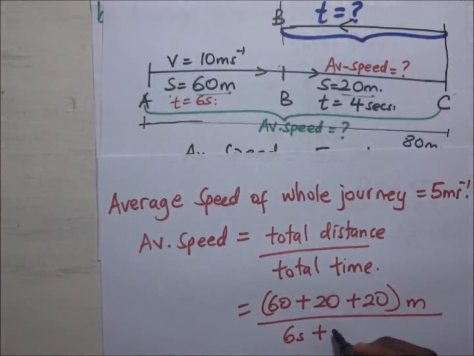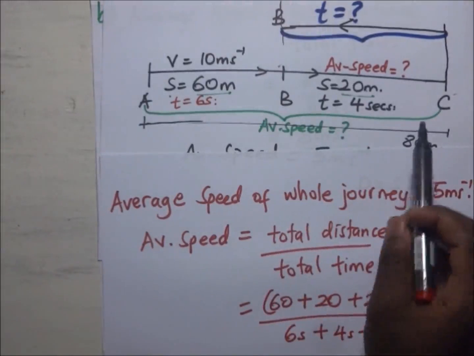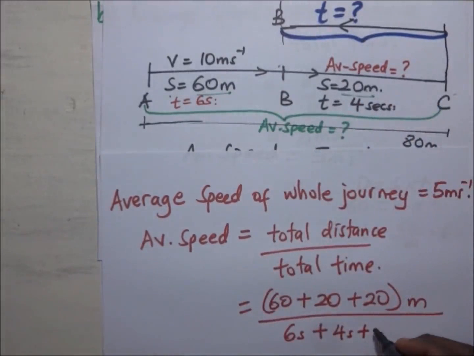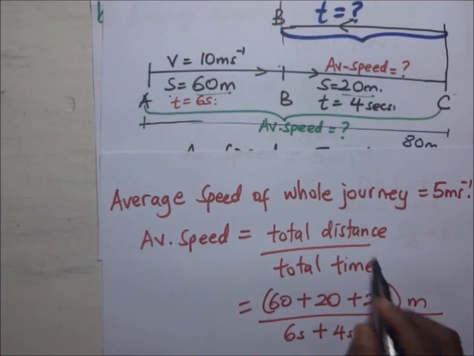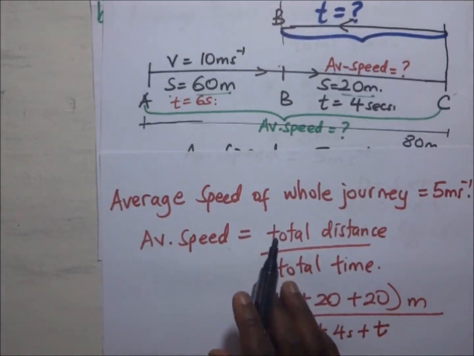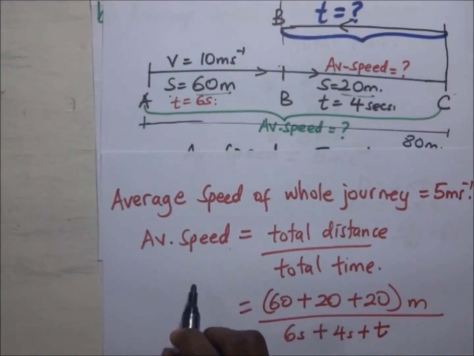Add that to the total time moved from B to C, which is 4 seconds. Add that to the total time moved from C to B, which is not known, and it is what they want, so we'll call it T. That is going to give us the average speed. Now the average speed of the whole journey is 5 meters per second.